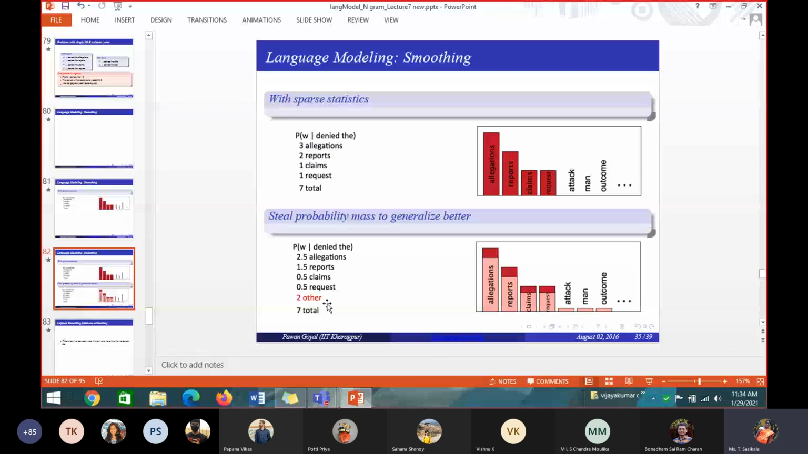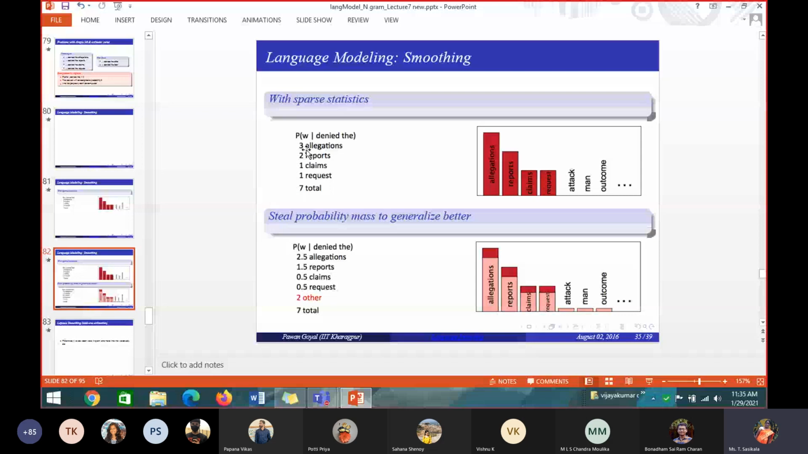Here, if you see, how much I have stolen from allegation, 0.5. How much I have stolen from report, 0.5. Claims, 0.5. Request, 0.5. Totally how much have I taken? 2. That is 2 by 7. If you see here, the total out of 7 is 3 by 7, 2 by 7, 1 by 7, 1 by 7.